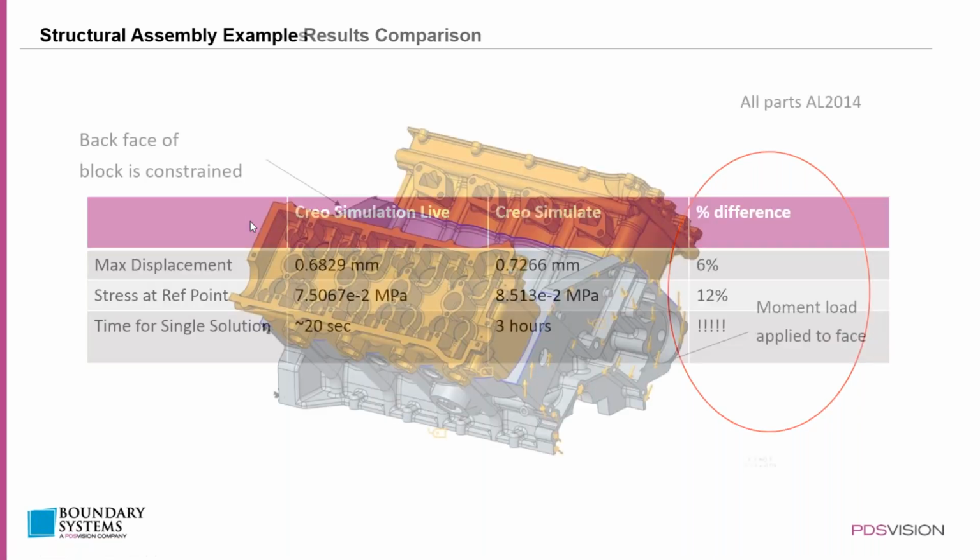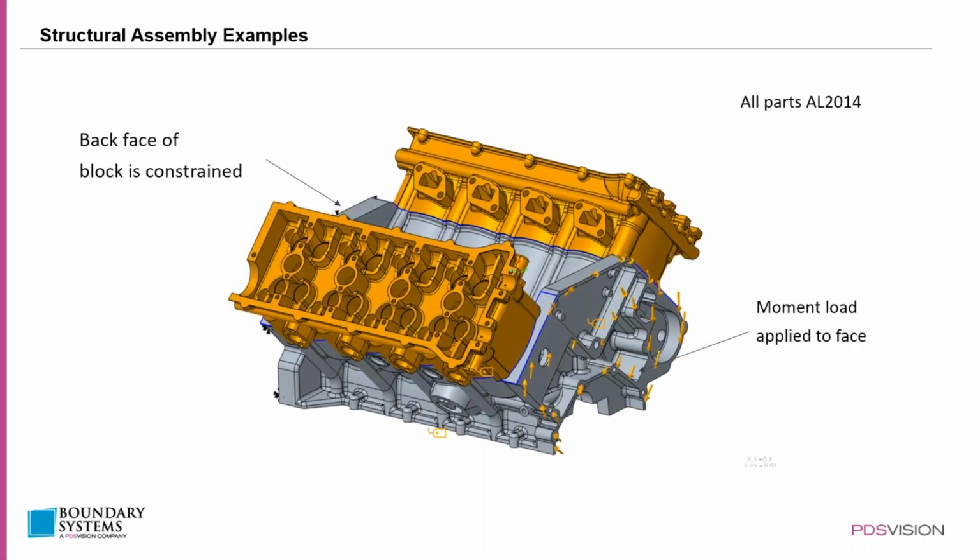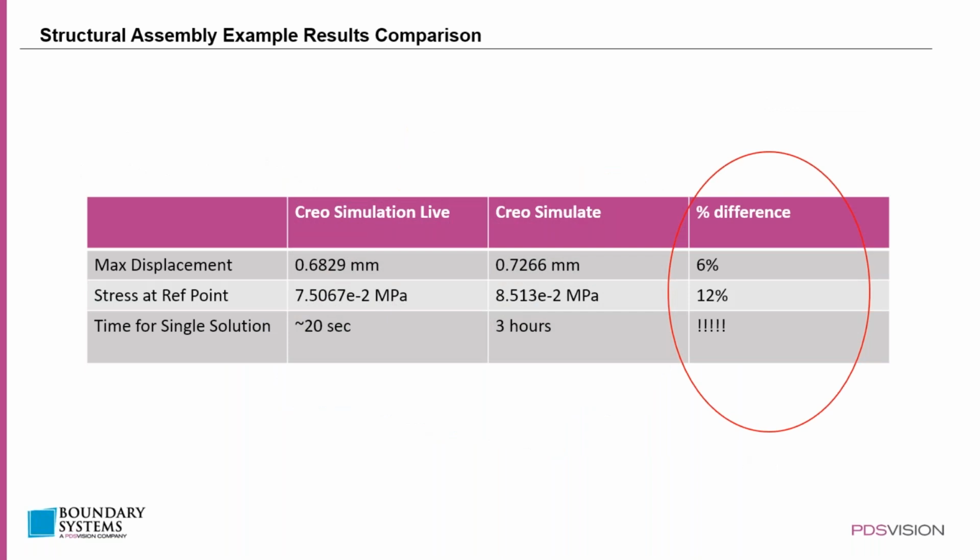If you were to make any sort of change to this engine assembly that would require you to run another simulation, that could set you back a very large amount of time using a traditional simulation software. Using Creo Simulation Live lets you evaluate your changes essentially in real time. So that's the benefit, and the drawback is that in certain situations, it's not going to be quite as accurate.